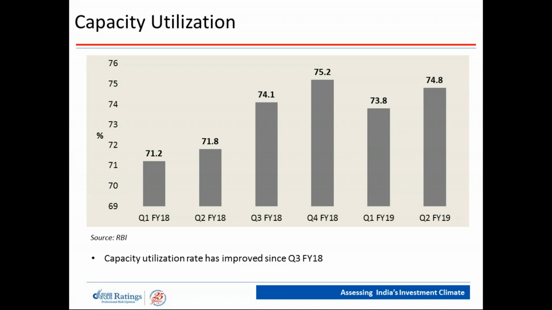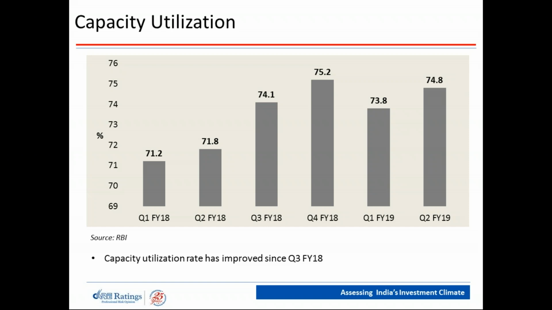The capacity utilization rate, which indicates the extent to which a firm's production capacity is being utilized, has shown signs of stability in FY19 so far. There was a notable improvement or turnaround in capacity utilization in the last two quarters of FY18, which was largely on account of destocking in the first 2 quarters of the fiscal due to the implementation of GST.